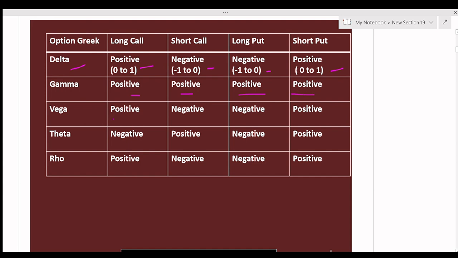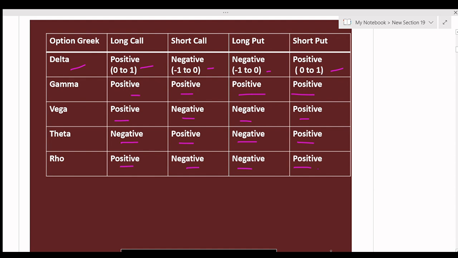Vega is positive in long call, negative in short call, positive in long put, and in short put it is negative. Theta is negative in long call, positive in short call, negative in long put and positive in short put. Rho is positive in long call, negative in short call. In long put it is negative and in short put it is positive.